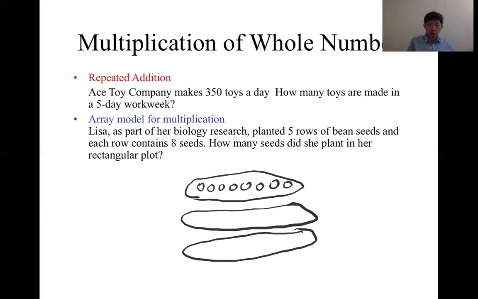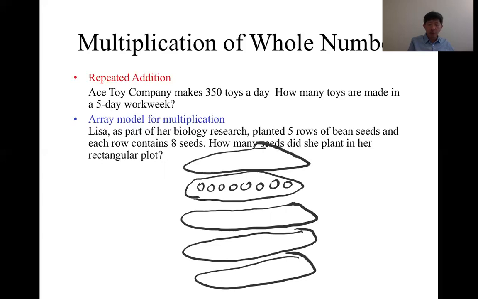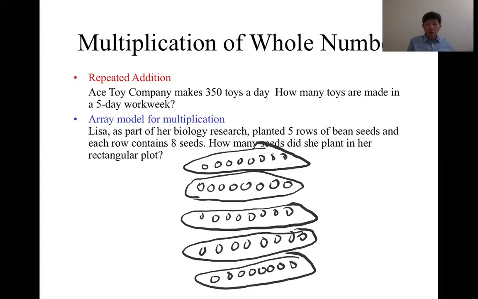Five rows. So I don't have another space, get another one. So therefore, 1, 2, 3, 4, 5, 6, 7, 8 for each row. So therefore, we have 5 rows, each one has 8 seeds. The total is 40. Okay.